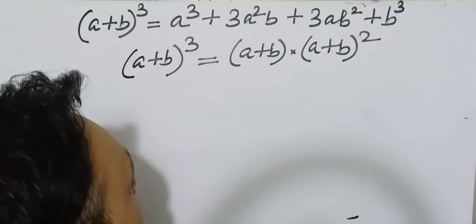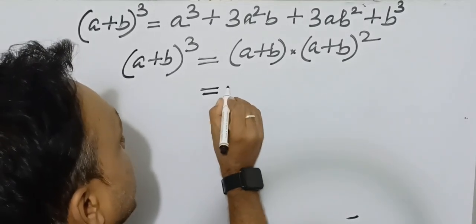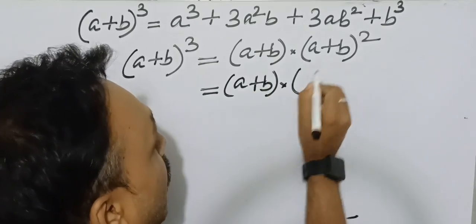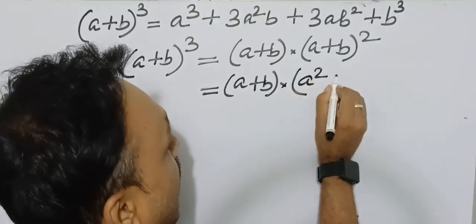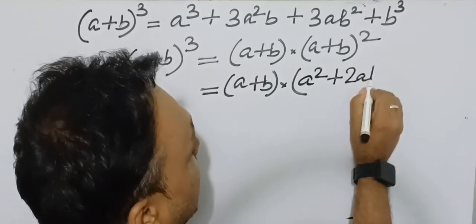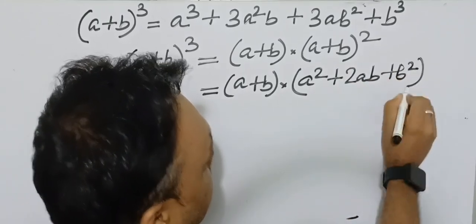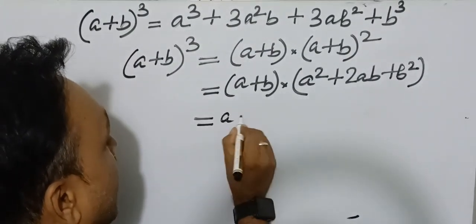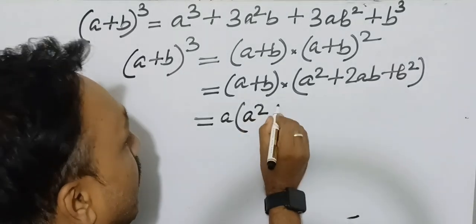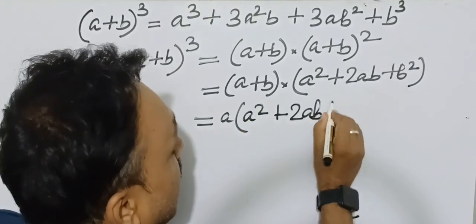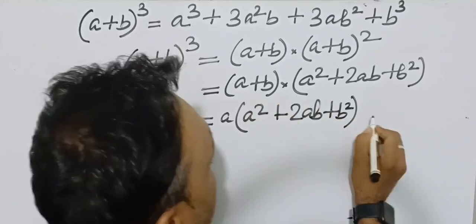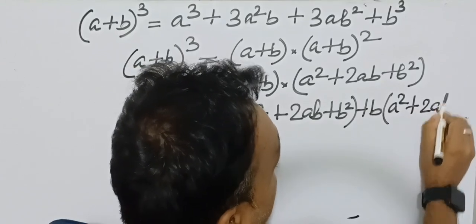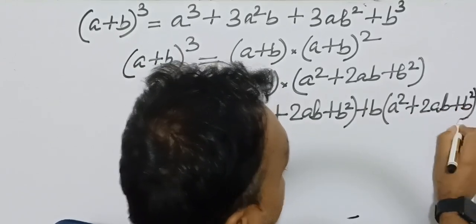You can check it. So now, straightforward we can write (a + b) multiplied by a² + 2ab + b². Right? Now we can apply the distribution property: a multiplied with a² + 2ab + b², again plus b multiplied with a² + 2ab + b².